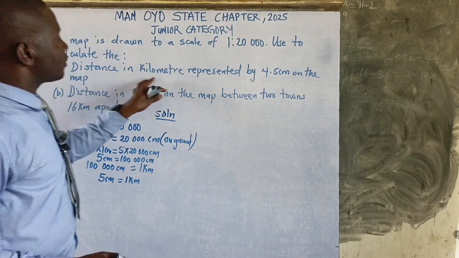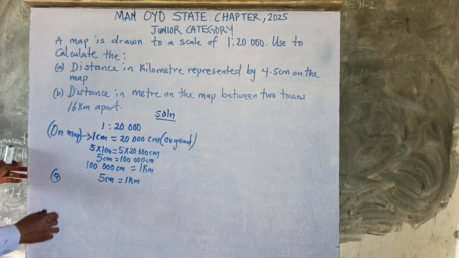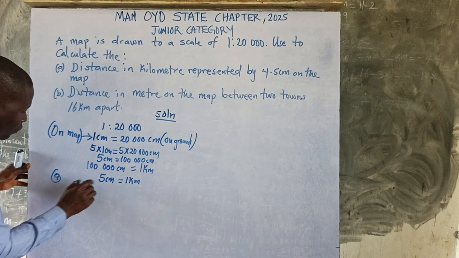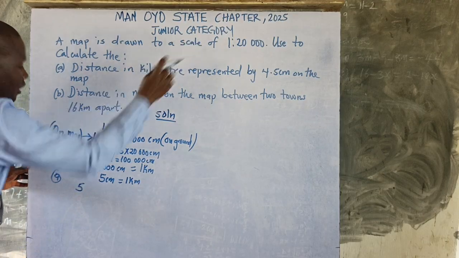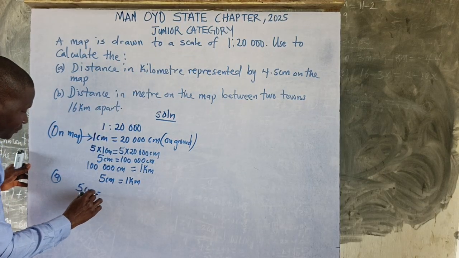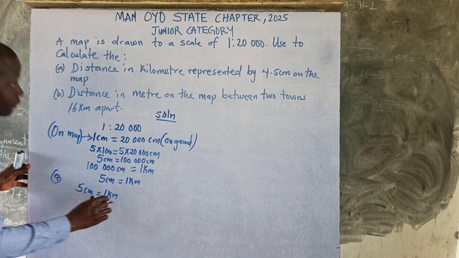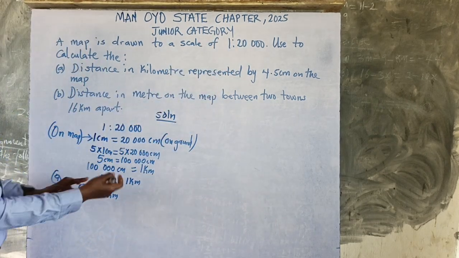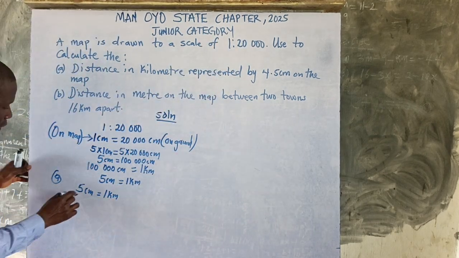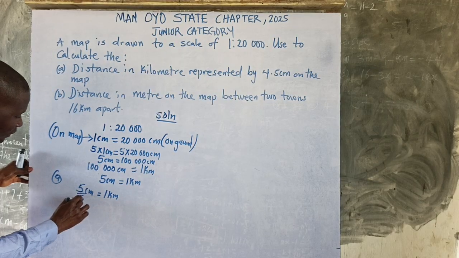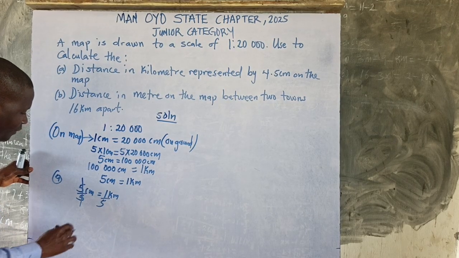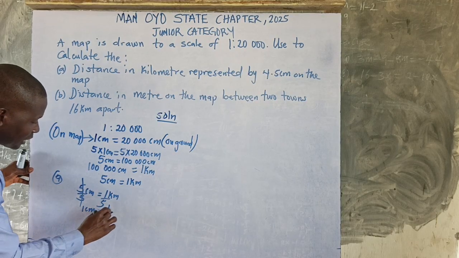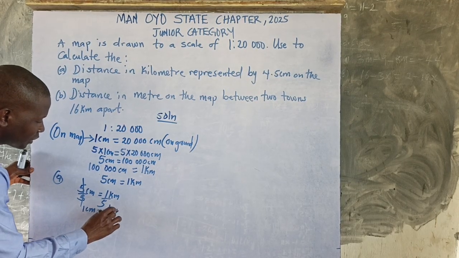The distance in kilometers represented by 4.5 centimeters. That is, we have 4.5 centimeters, and we are going to convert this one. We have the given scale: 5 centimeters equals 1 kilometer, from our calculation here. Now, how do we make this 1 centimeter? We are going to divide both sides by 5. This gives us 1 centimeter equals 1 over 5 kilometer.